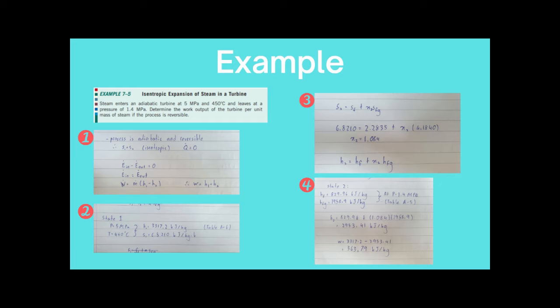So if we insert the values, we will get H2 equal to 2953.41 kilojoules per kg. And then we insert the values of H1 and H2 into the work formula, and we will get 363.79 kilojoules per kg.